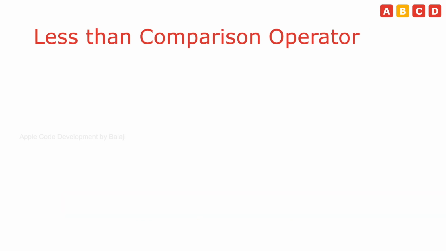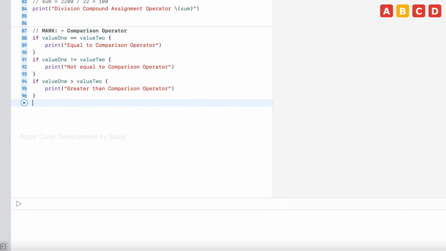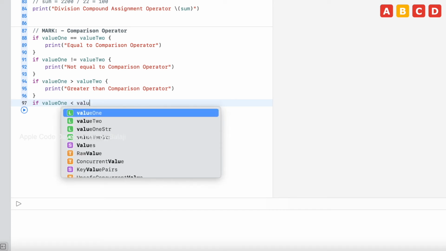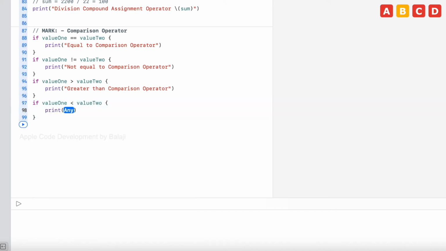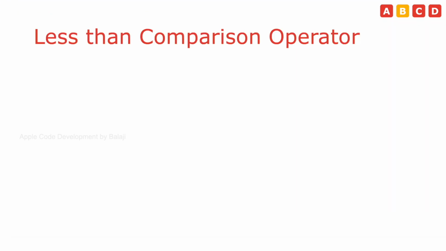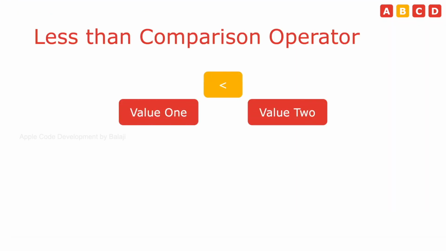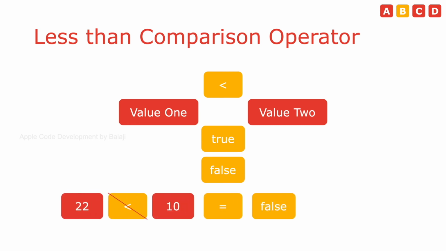Same like the less than comparison operator. It is used like value 1 right side open parenthesis value 2. Here the parenthesis will check whether value 1 is less than value 2. If it is less than, it will return true or else false. In our case, it is false because 22 is not less than 10.